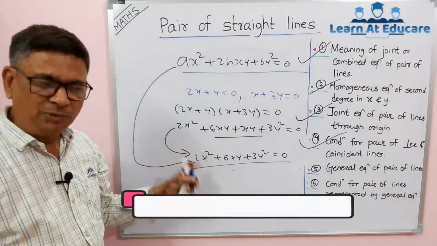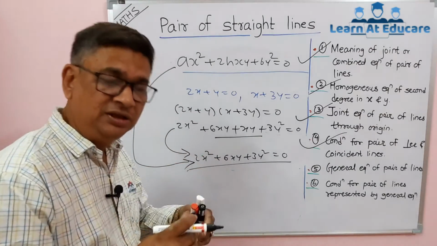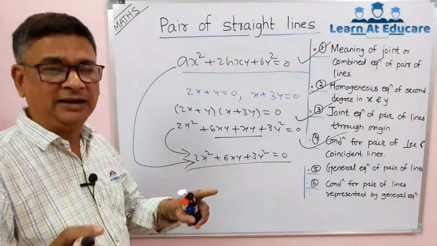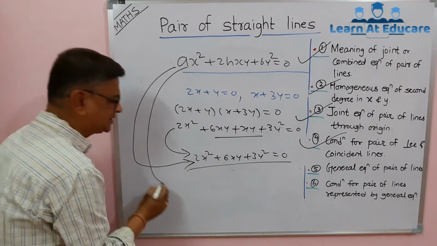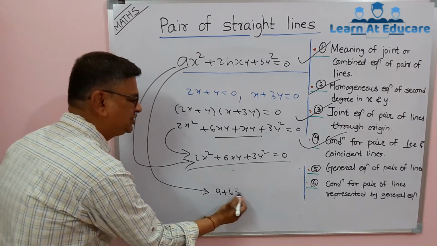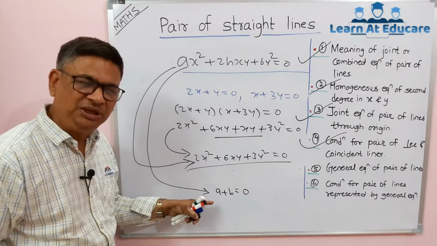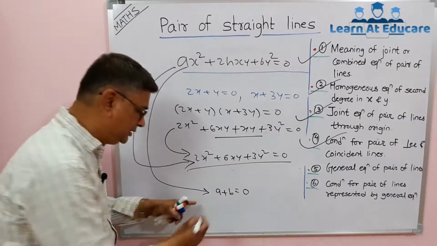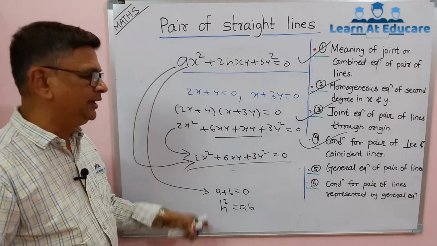Here parallel is not possible, but perpendicular is possible, because when lines pass through origin they will be intersecting, so no parallel, but perpendicular is possible. If we have this equation ax square plus 2hxy plus by square equal to 0, then this is the condition for perpendicular lines, that is a plus b equal to 0, and this is the condition for coincident lines, h square equal to ab.